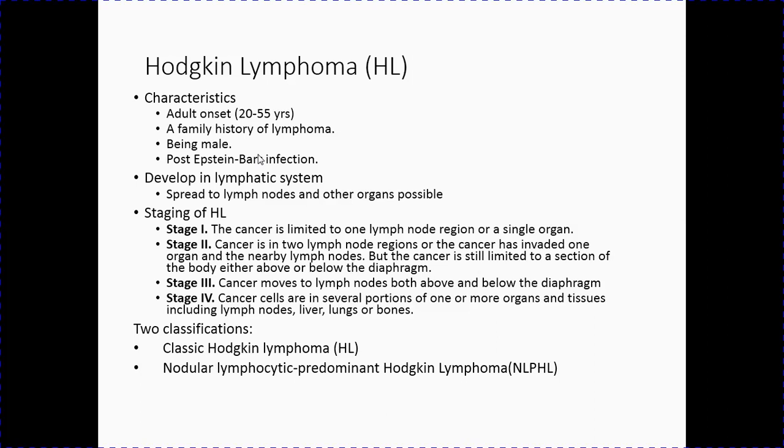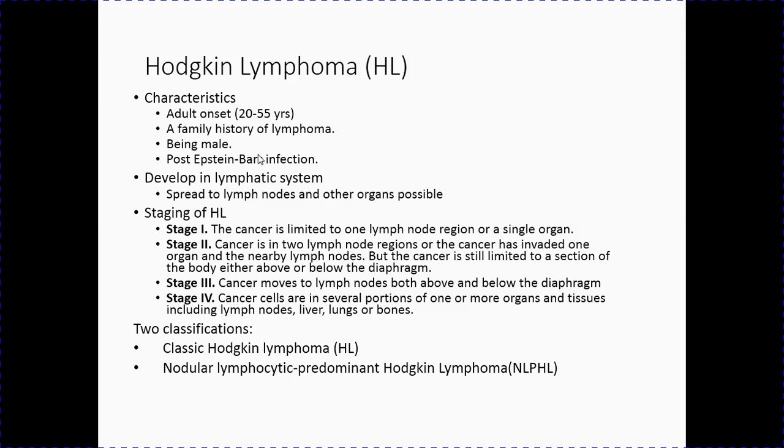Staging of Hodgkin's lymphoma is classified in one of 4 ways, and this is really going to end up driving our diagnosis. Stage 1 is the cancer is limited to one lymph node or a single organ. Stage 2 is the cancer is in 2 different lymph node regions of the body, or the cancer has invaded one organ and some nearby nodes. So really it's an involvement of 2 separate things.